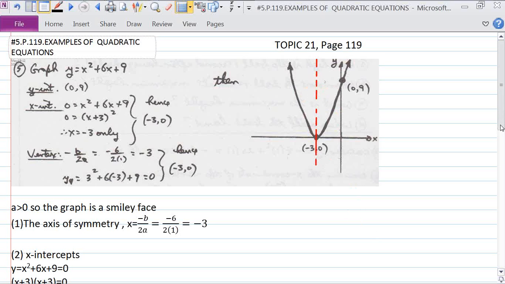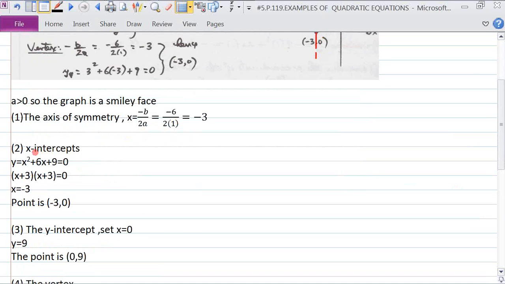Now, when we want the x-intercepts, we set y equal to 0, and we get x plus 3 squared equals 0, and we factor this. First times the first gives me x squared. The inner is plus 3x. The outer is plus 3x. Plus 3x plus 3x gives me plus 6x. Plus 3 times plus 3 gives me plus 9. So we get only one intercept, x equal to minus 3.